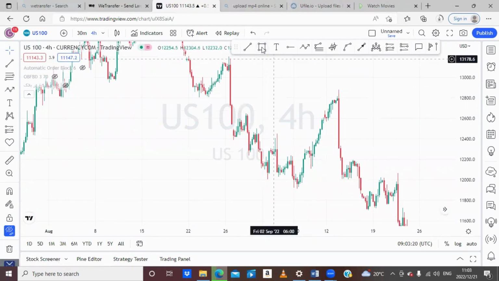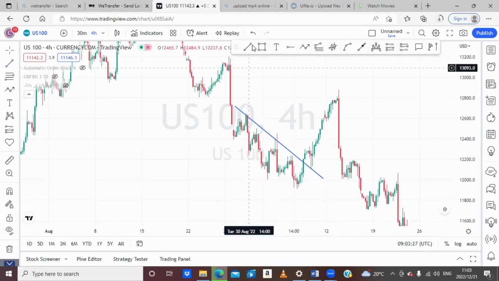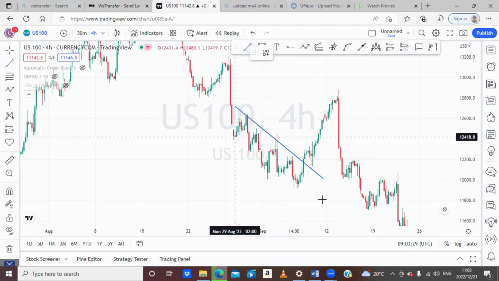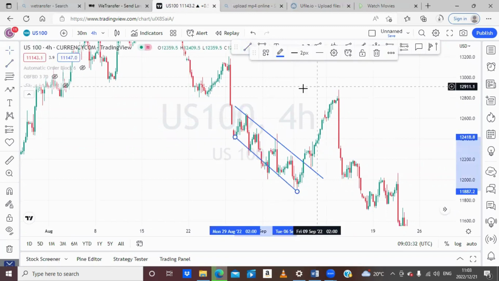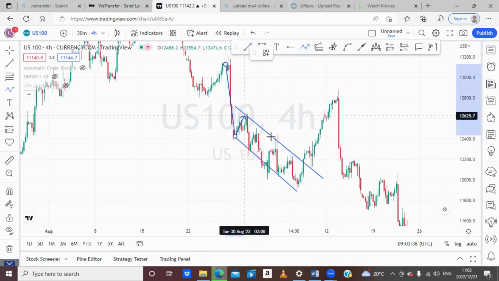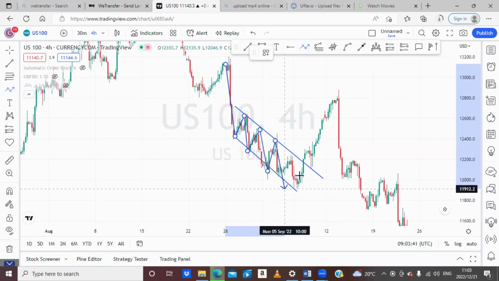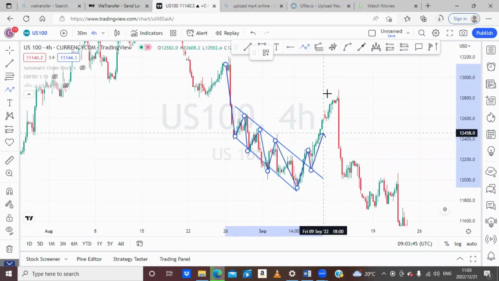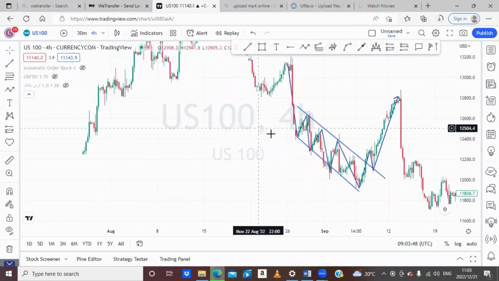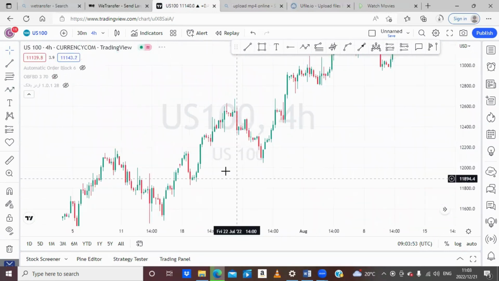As you can see, we kind of had a flag here. You can also see the downtrend, but nevertheless, it's a flag. You understand? Breakout, retest, boom, full reversal. Understand? Let me look for another one.